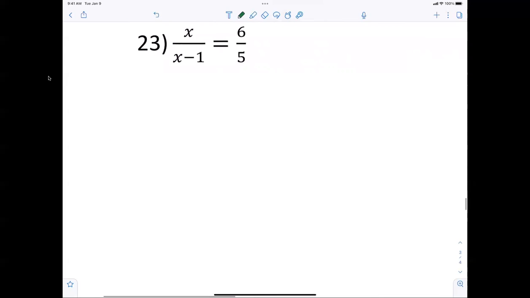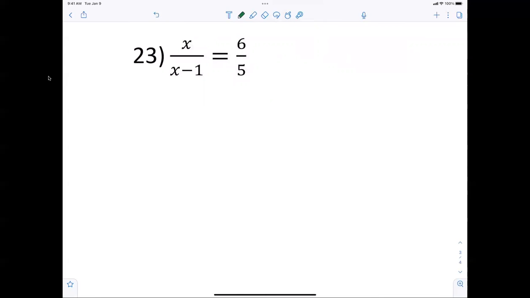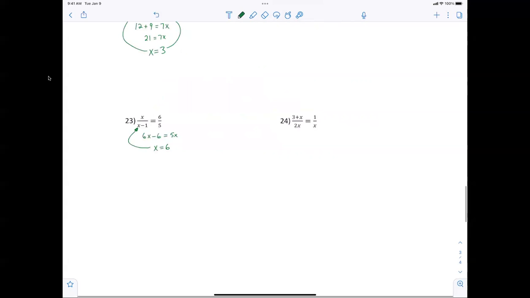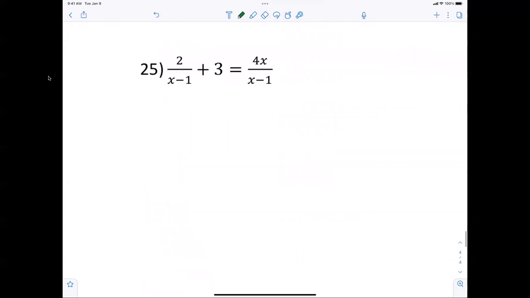23, proportion. What do I do? Cross multiply. It's all right. So I end up with 6x minus 6 equals 5x. Moving everything around, x equals 6. Is that an okay answer? All right.